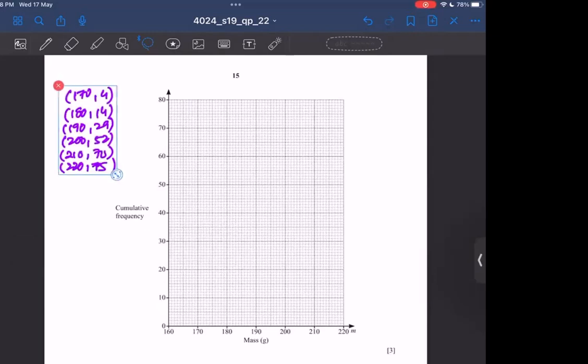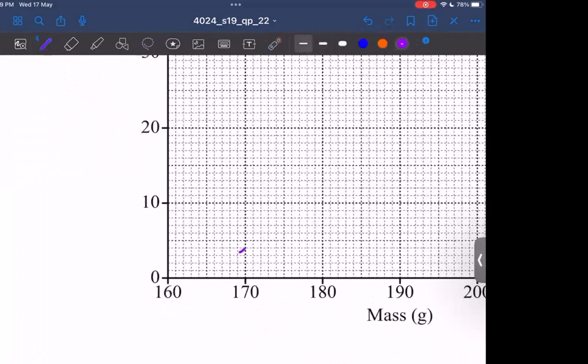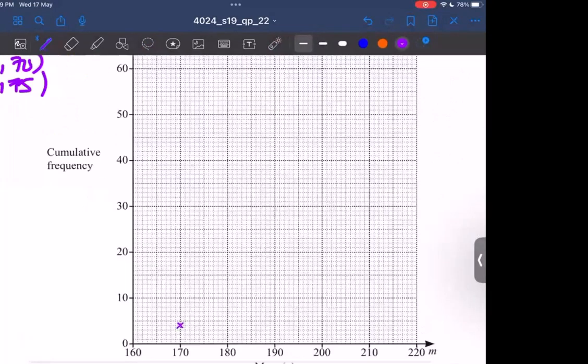Okay, so we need to understand the graph. The difference is 10 and there are 10 boxes. So one tiny small box equals 1 unit. So you got 170 and 4. I'm going to plot 170 and 4, it is going to be here. Okay, so 180 and 14. 180 is over here and 14 is going to be here.